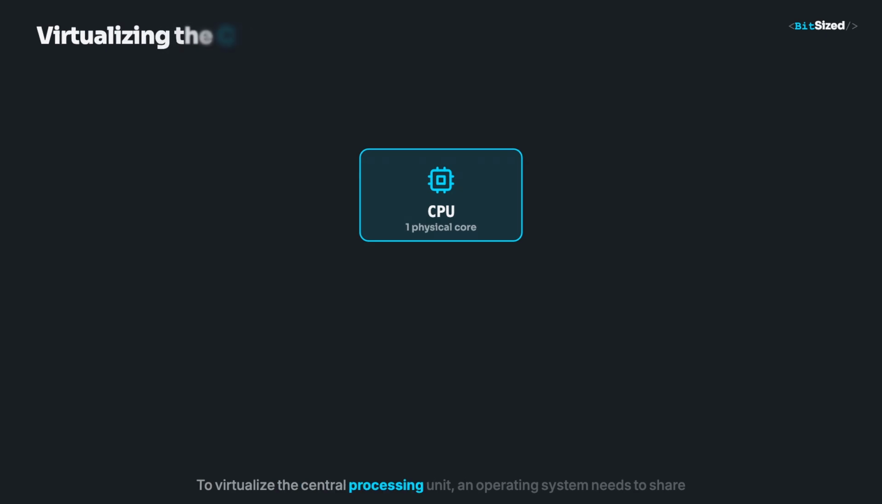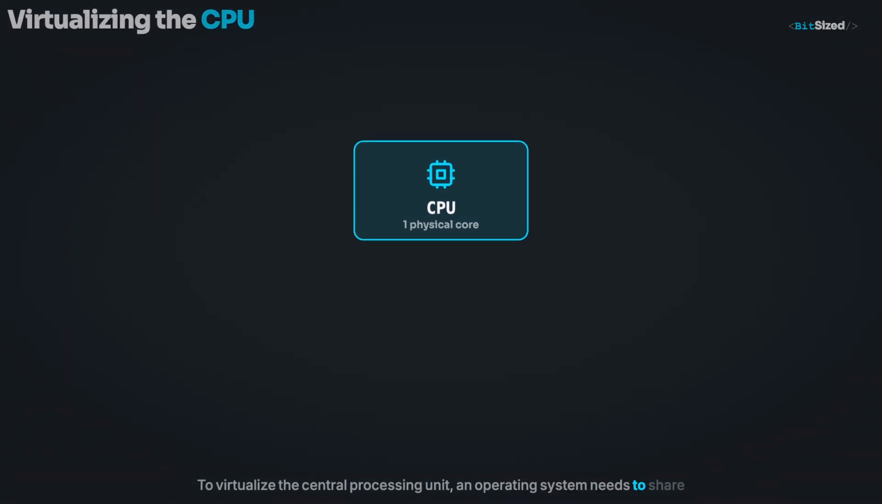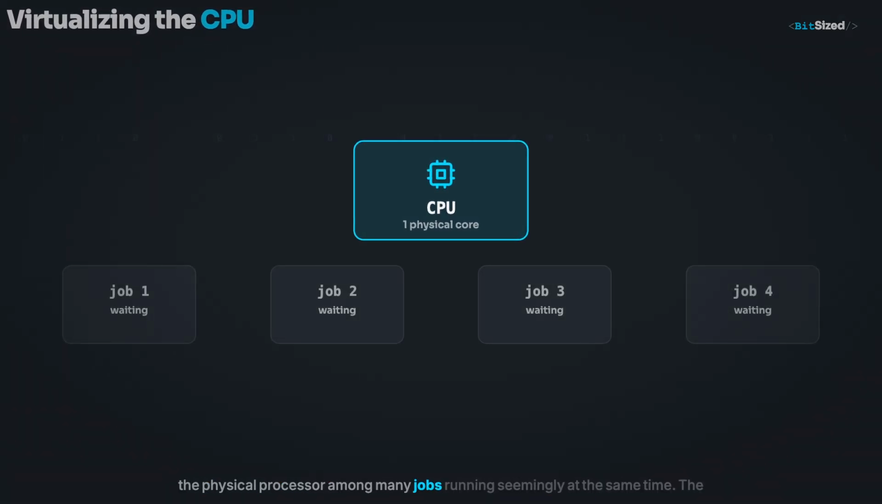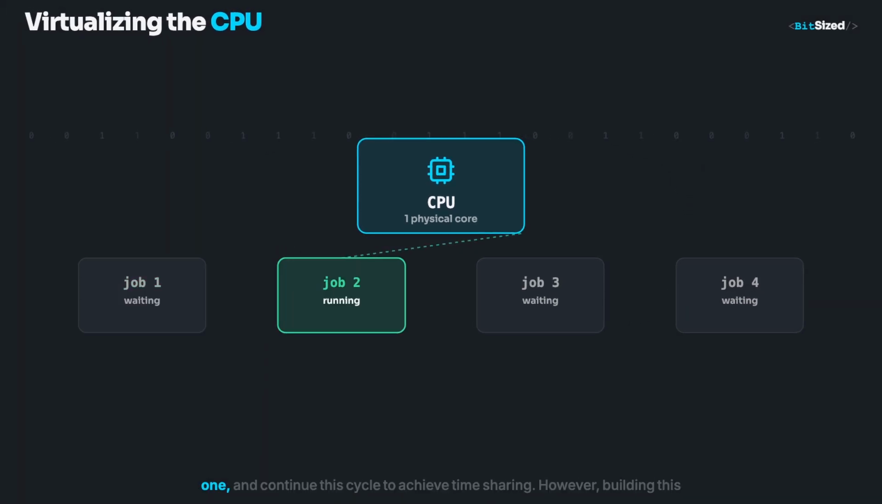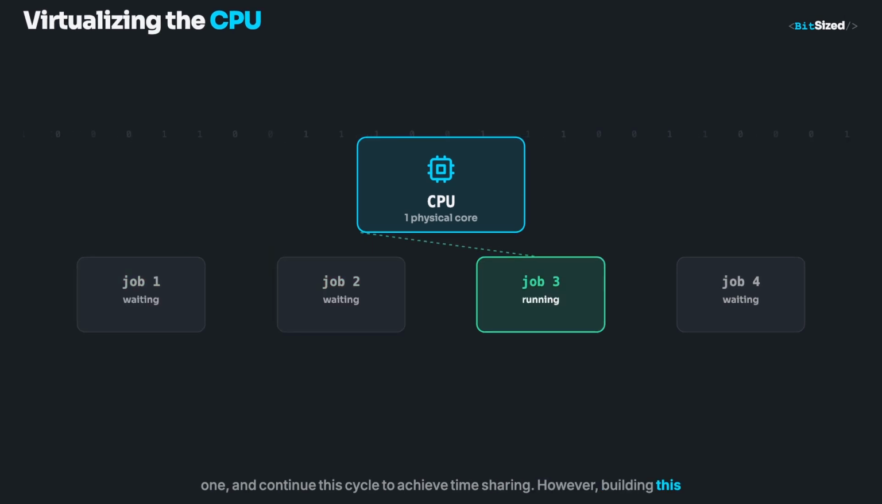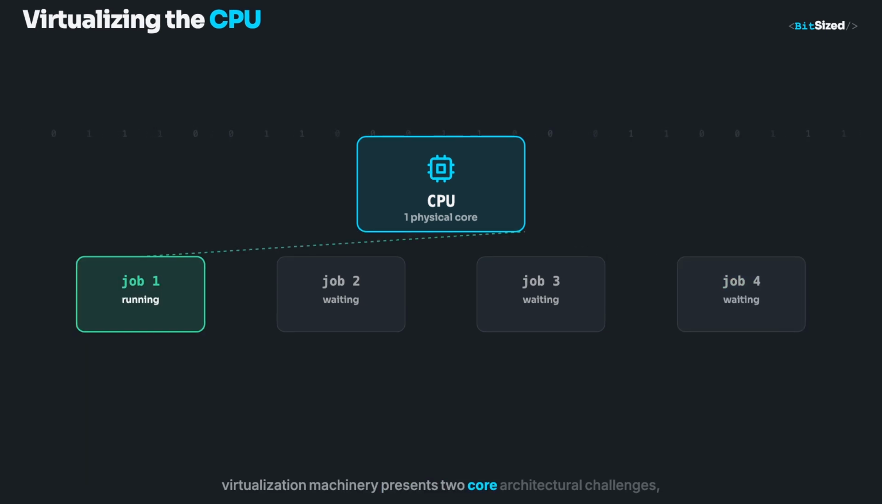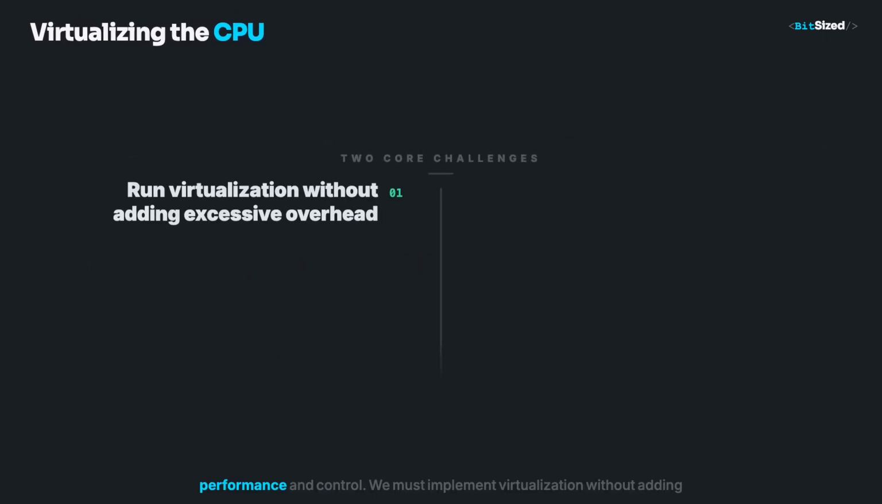To virtualize the central processing unit, an operating system needs to share the physical processor among many jobs running seemingly at the same time. The basic concept is direct: run one process for a little while, then run another one, and continue this cycle to achieve time sharing. However, building this virtualization machinery presents two core architectural challenges: performance and control.